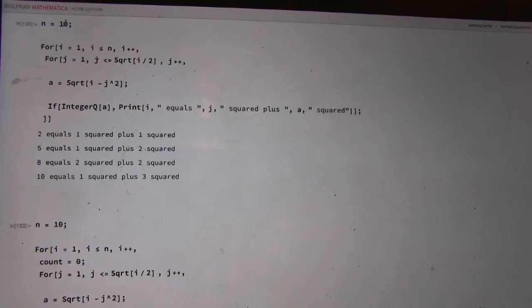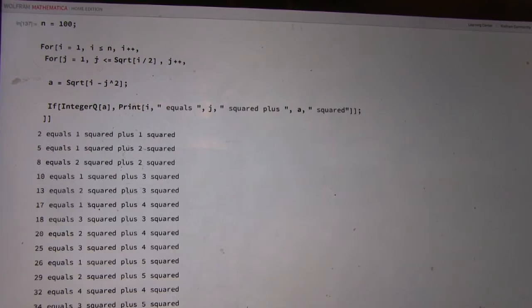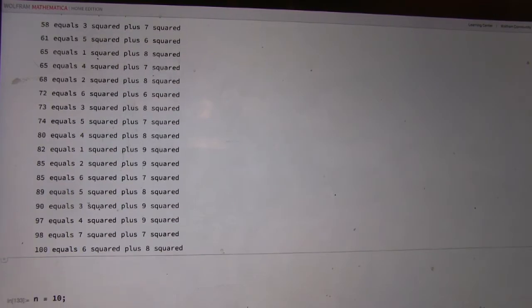How high do you want to go? Let's go up to 100 maybe. 100, okay. And we'll just scroll it to some random place. Do we see any duplicates? Oh, 85 has 2, but they're different. Okay, so that means 85 is not prime.